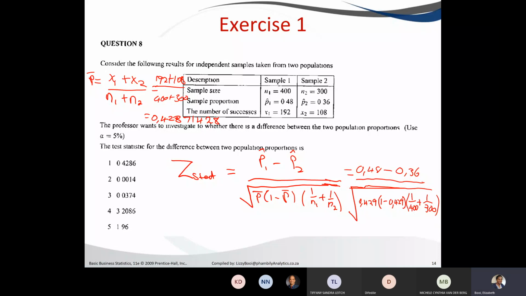Multiply that with an open bracket. I'm going to open bracket again and say 1 divided by 400, close bracket, plus open bracket, 1 divided by 300, close bracket, close bracket, so that I multiply with whatever is inside the bracket. Equals, and I get the answer before I take the square root. Did you all get 0.001428927?